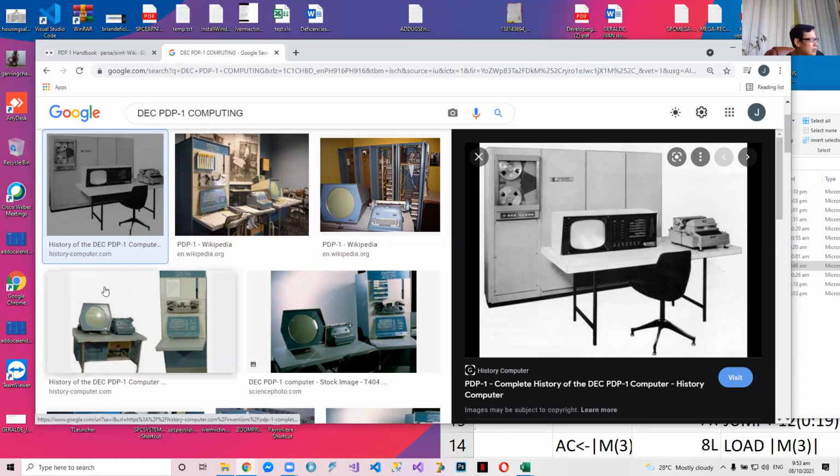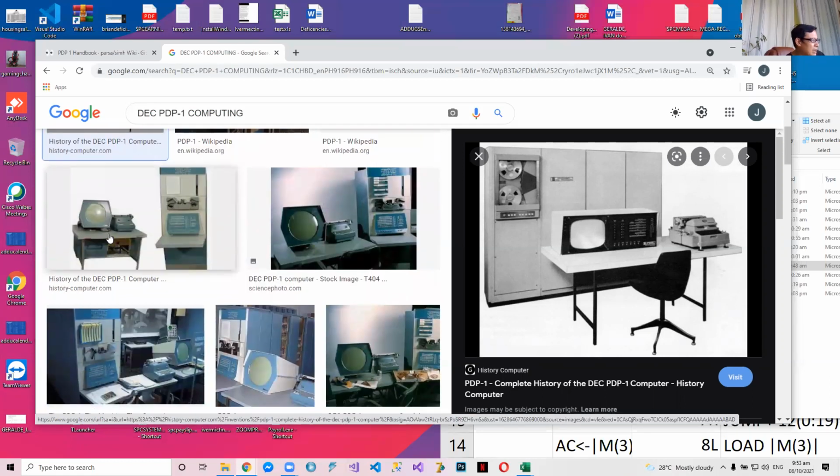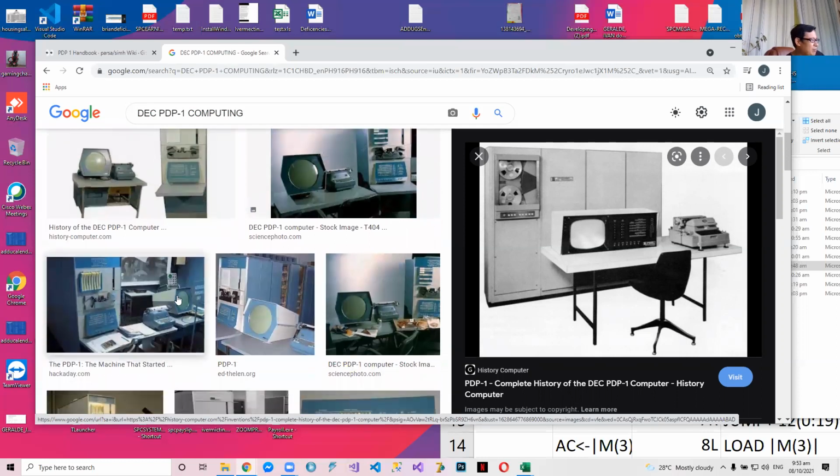I'm not sure which one is the correct one, but the original, I think, has a circular CRT because monitors, TVs during that time, are circles, no? Circular. There's also another PDP-1. It has a CRT display and it uses a typewriter as a keyboard.